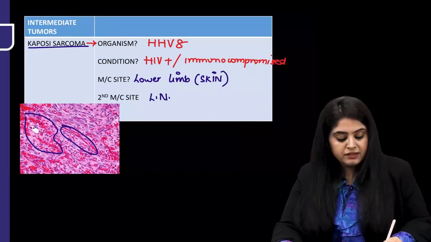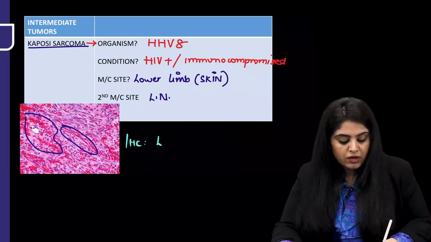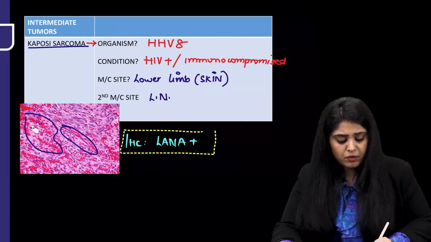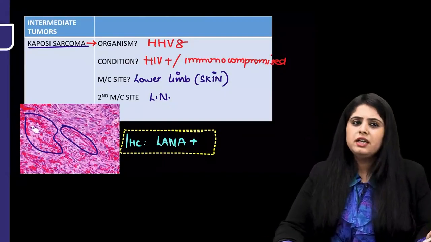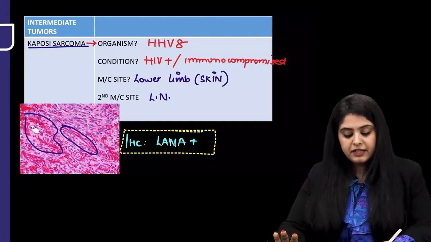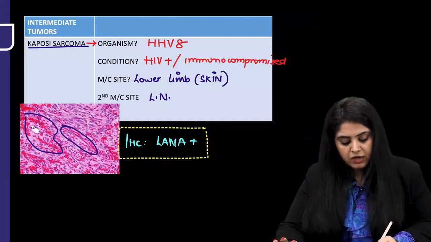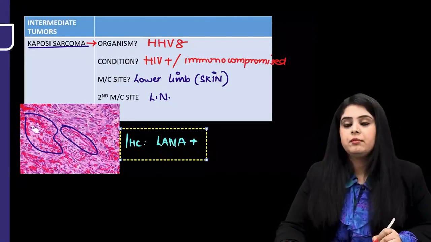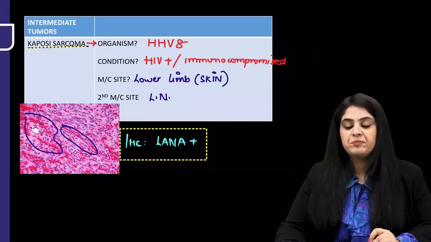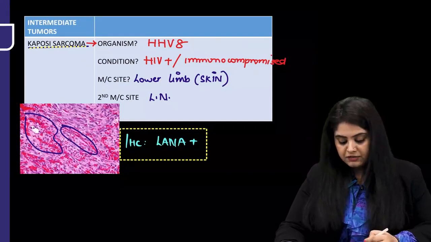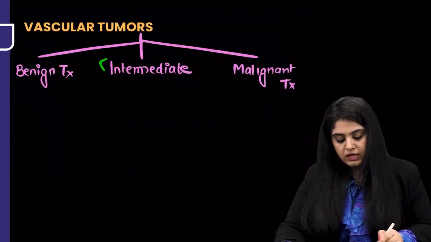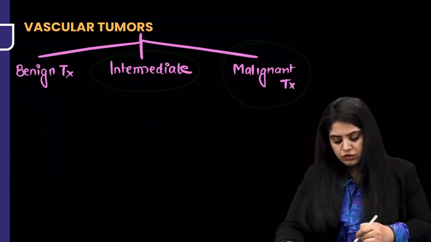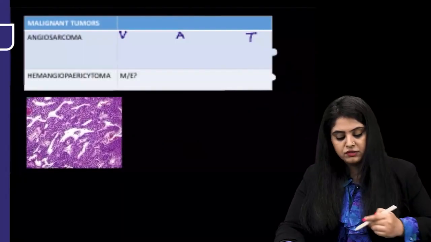Students appearing for higher institute exams, please note on IHC this is LANA positive. This is not important for FMG students. For NEET, okay, but for INI-CET very important. These are going to be positive for LANA that you notice. LANA positivity, Kaposi sarcoma. Moving on to the next, the last variety of tumors that we have are going to be the malignant. So intermediate is also done. In malignant there are just two tumors that you have to know and we wrap up this story.